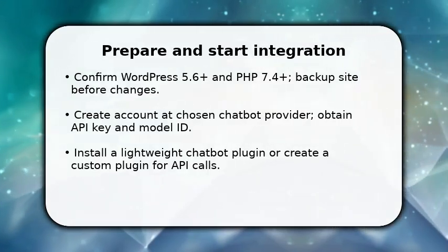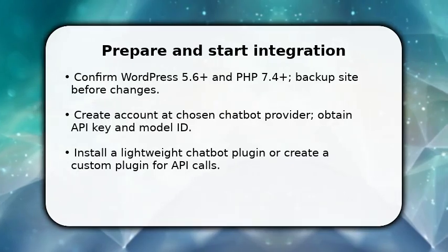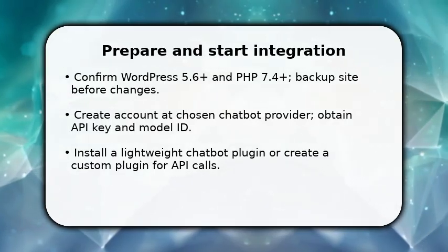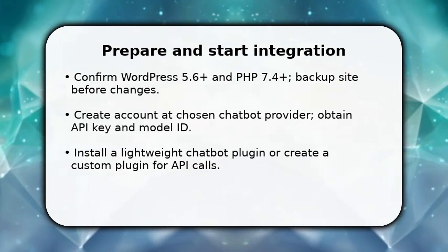Make sure to store the API key in wp-config or the plugin settings, not in theme files, so you can rotate it later without breaking the site.